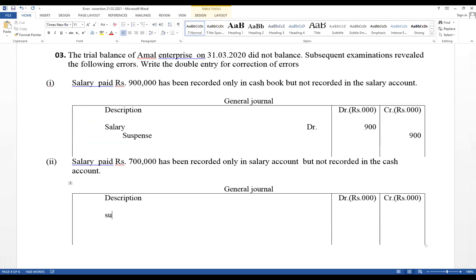Therefore, now suspense account debit, value 700, and cash account credit 700. Narration: being correction. Salary paid 700,000 has not been recorded in the cash account. Think about the third one.